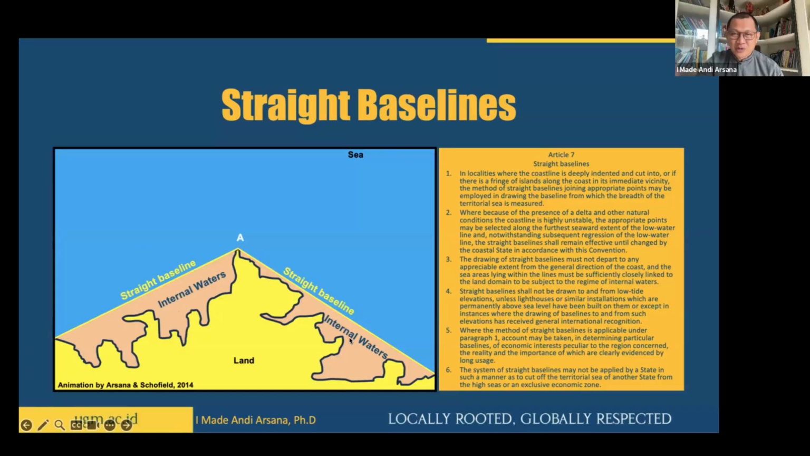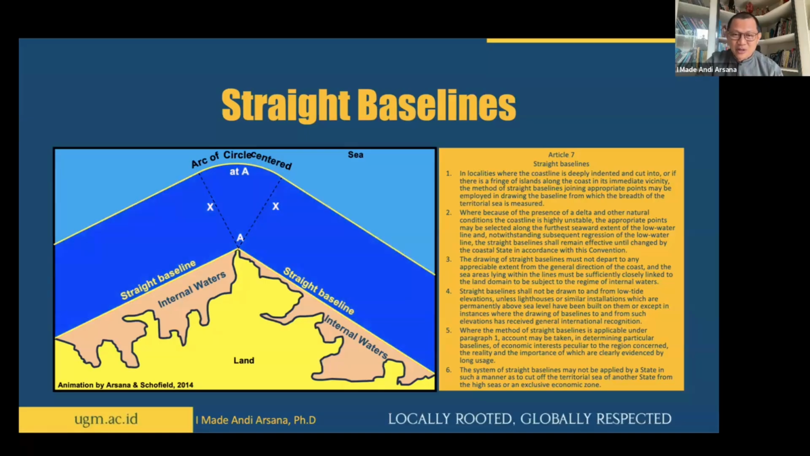So how are you going to measure the territorial sea? The territorial sea will be measured from this straight baseline, which looks like that. Imagine that's a line of 12 nautical miles, which means that this is going to be your territorial sea.